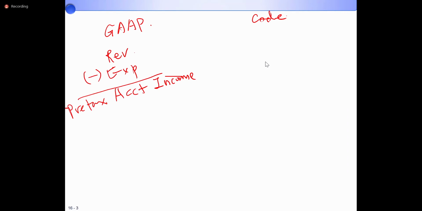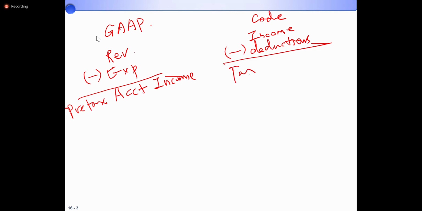We don't call that revenues, we call that income. And we don't call it expenses, we call it deductions. So income minus deductions, just like revenue minus expenses, we call that taxable income. And companies pay tax based on taxable income.